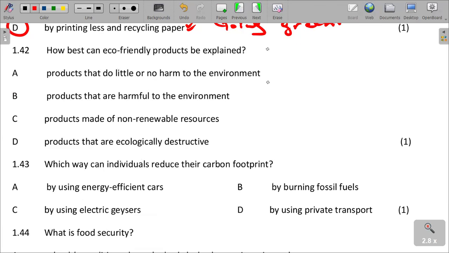And then how best can eco-friendly products be explained? Eco-friendly, these are products that we can say do little or no harm to the environment. They are environmentally friendly. When we say eco-friendly, they do little or no harm to the environment, which means our answer is what? They do little or no harm to the environment. They are eco-friendly products.